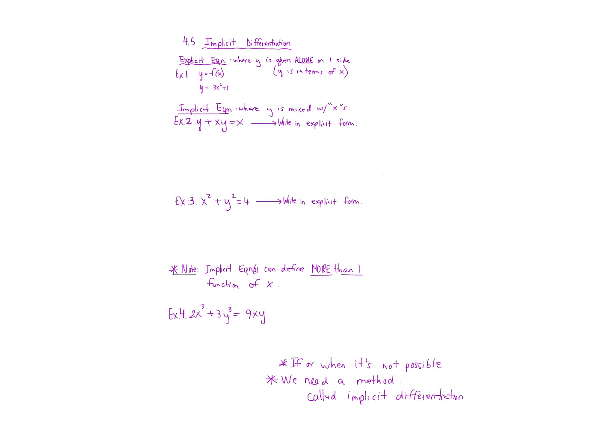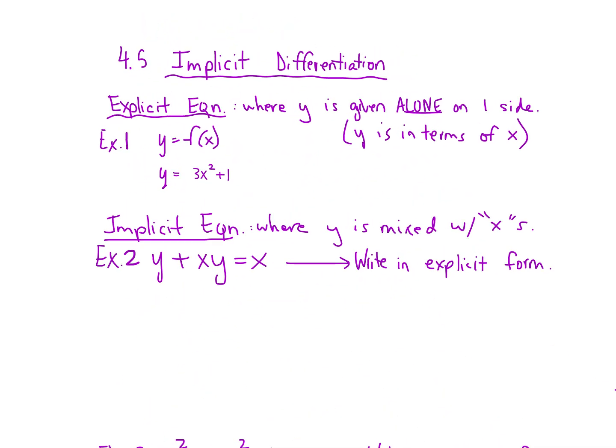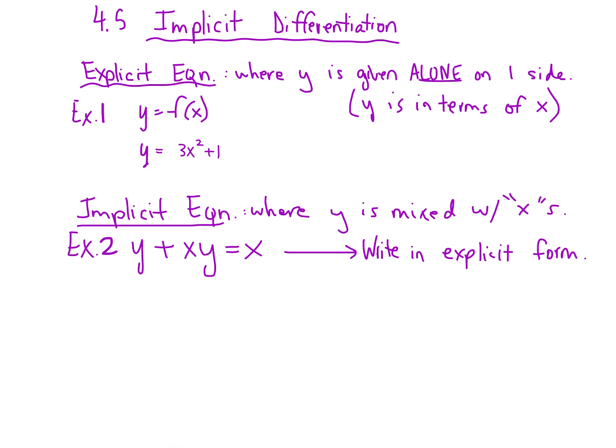4.5, we're going to talk about implicit differentiation. So we're continuing with our derivative strategies, but doing it a little bit differently in 4.5. An explicit equation is where y is given alone on one side, where y is in terms of x. This is what we're used to taking the derivative of. If I took the derivative of y here, our derivative would be 6x.